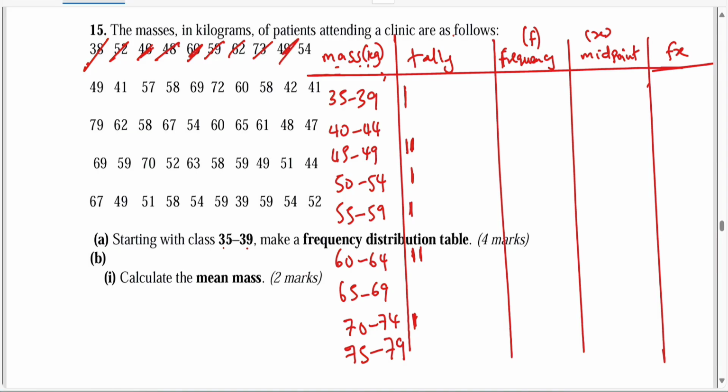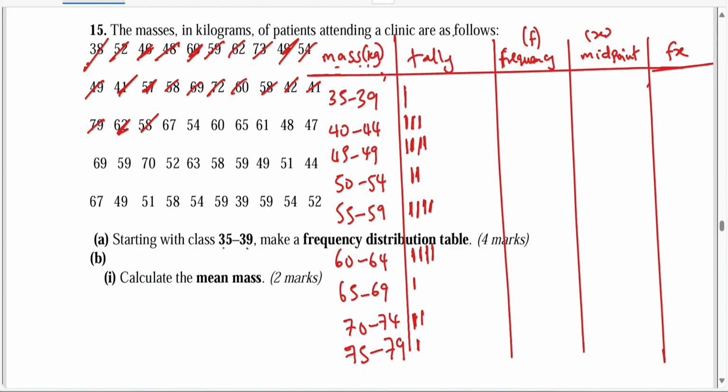49 iko hapa, 45 to 49. 54 iko hapa, 49 here. Okay, 41 here. 57 here. 58 here as well. 69 we have it here. 72 iko hapa. 60 iko hapa. We have 58 which is here. Okay, 42 it's here. 41 also here. 79 iko mwisho hapa. 62 is here.